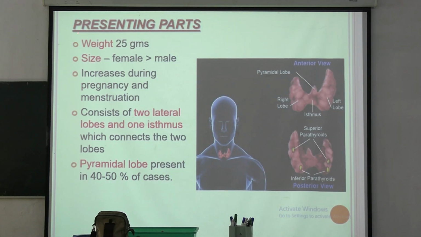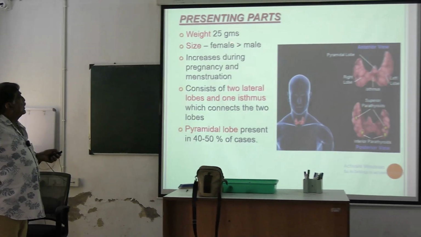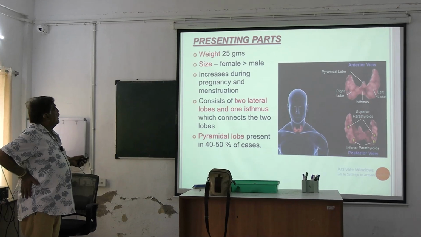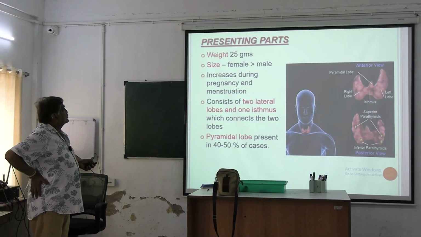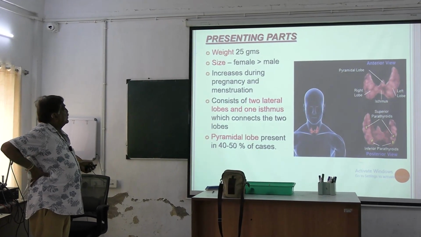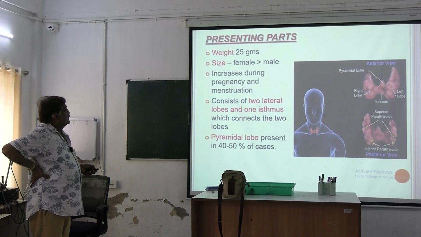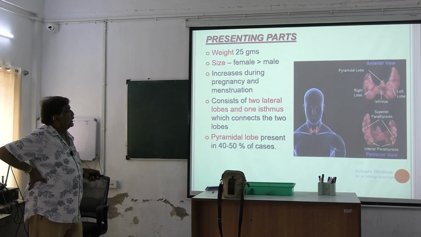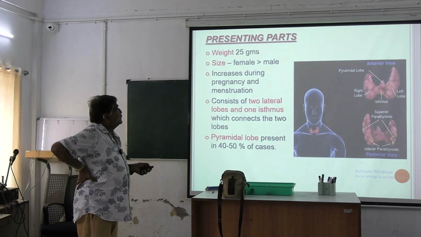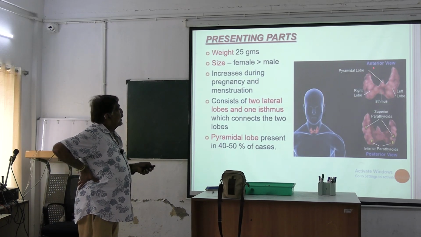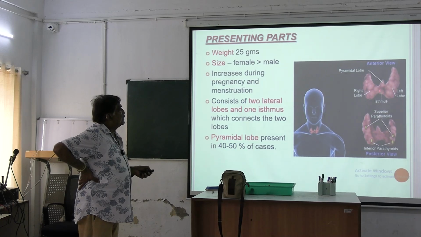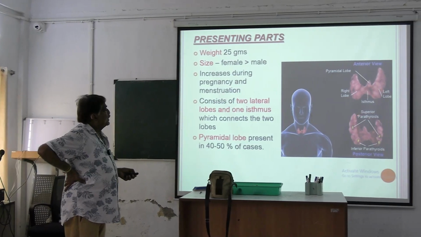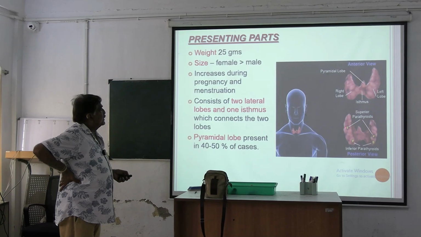Now, the weight is 25 grams. The size in females is bigger than in males, increasing during pregnancy and menstruation. It consists of two lateral lobes and one isthmus which connects the two lobes. A pyramidal lobe is present in 40% of cases. This is the pyramidal lobe. The anterior view shows the right lobe, isthmus, left lobe, and the superior and inferior parathyroids.